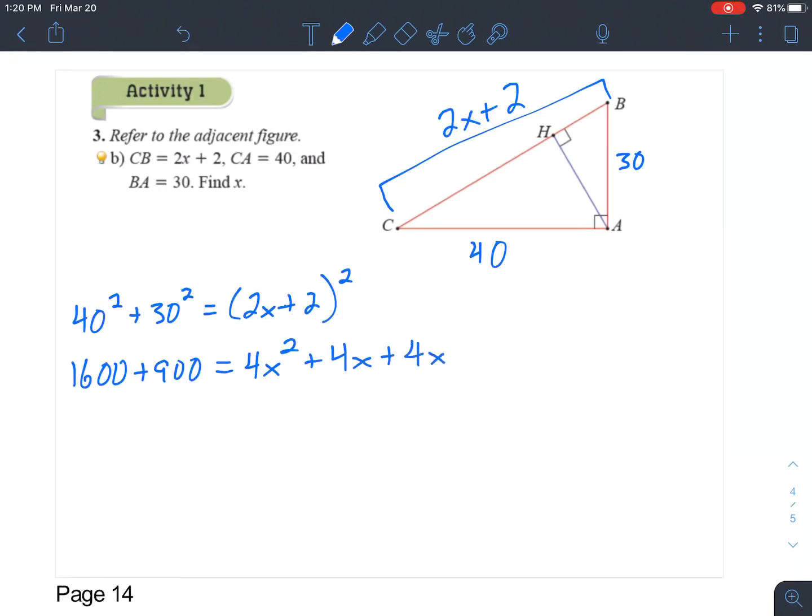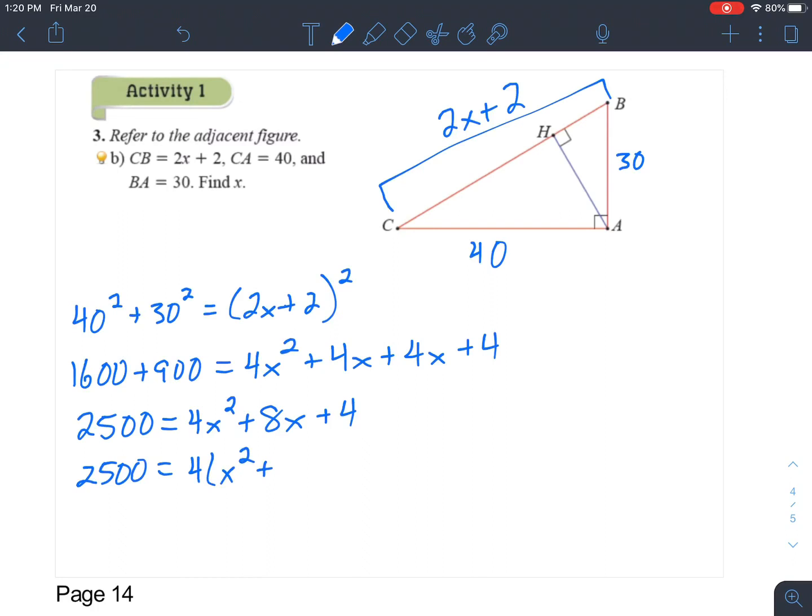Expanding, that's 4x squared plus 4x plus 4. So then the left side is 2500, and the right side is 4x squared plus 8x plus 4. Let's just divide everything by 4. Let's factor out 4 from the right side. And then we can divide both sides by 4. And we get 625.